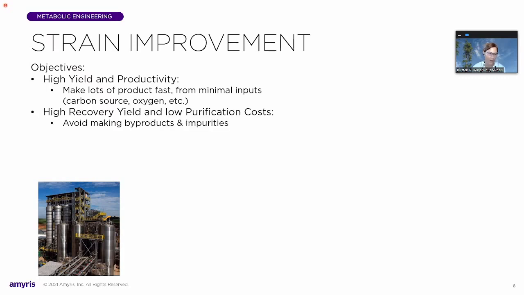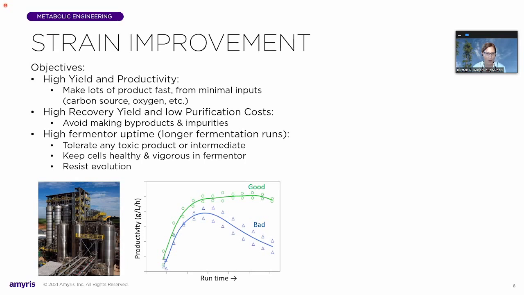We also want to enable high recovery yield and low purification costs, which means that our strains should avoid making byproducts and impurities. And finally, we want to have long fermentation runs to enable high fermenter uptime, make the best possible use of our capital investments. And in order to enable long fermentation runs, it's important for the cells to be able to tolerate any toxic product or intermediate. They must remain healthy and vigorous in the fermenter for long periods of time.